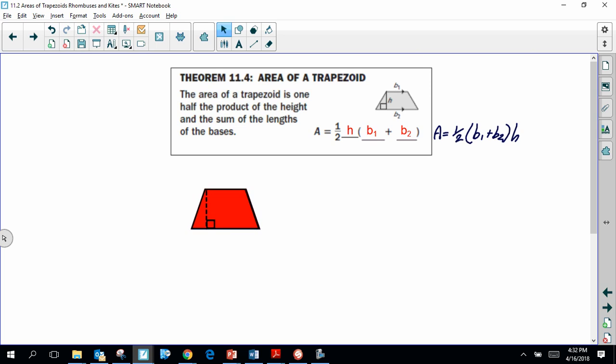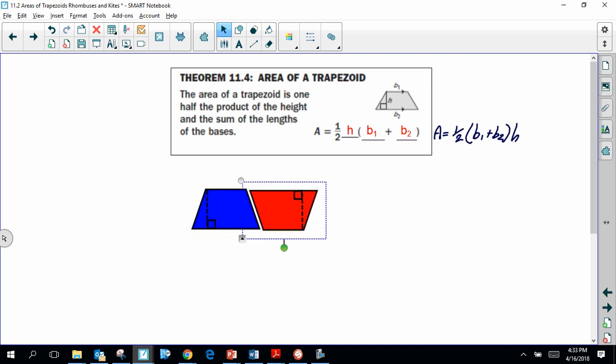I just copied the figures, and if you overlay them, you can see that they lay directly on top of each other. So the red and the blue trapezoid are congruent to each other. What I'm going to do is take this red trapezoid and rotate it around its center 180 degrees and place it like that.